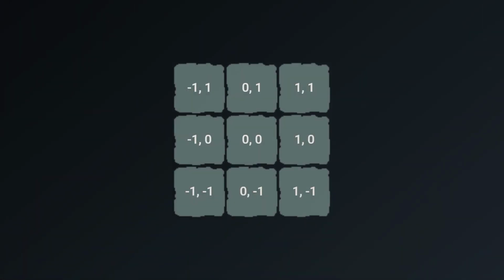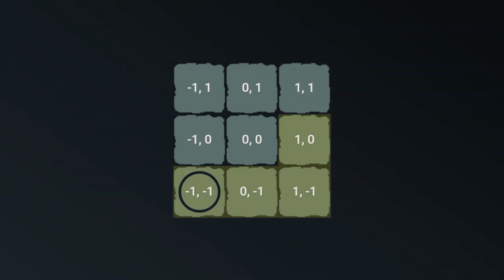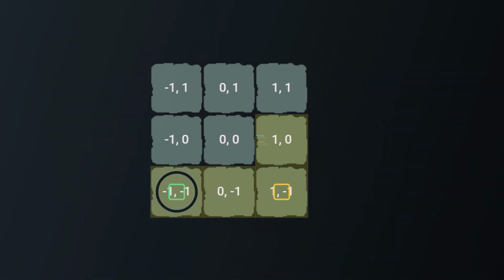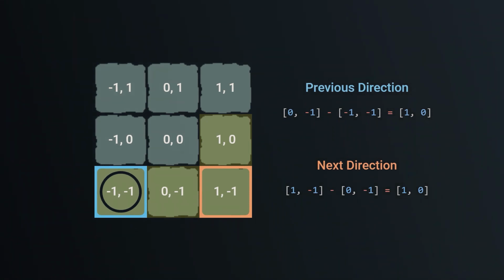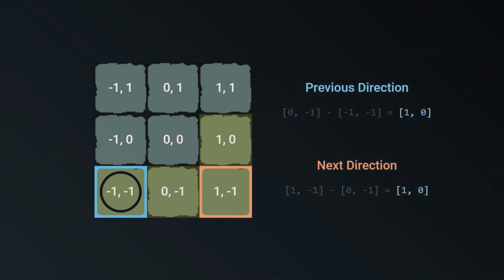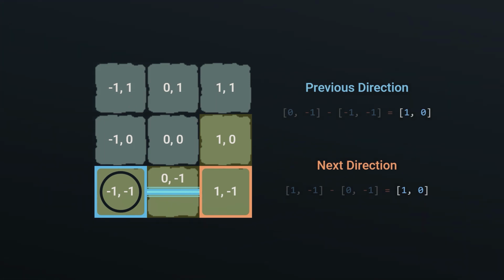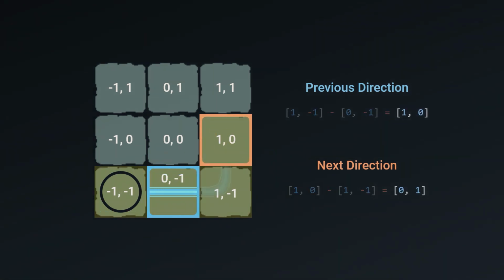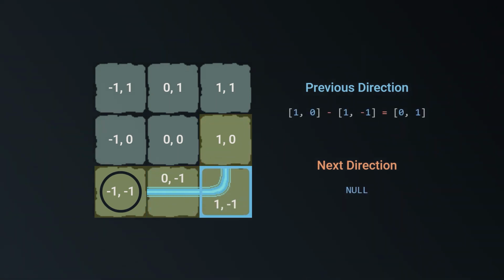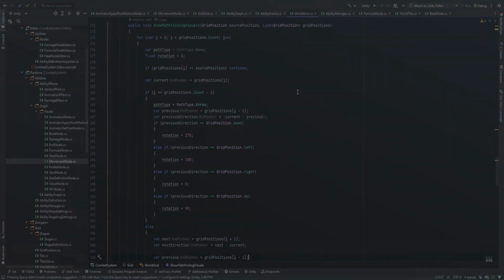Let's say we have a path with a unit starting on tile -1, -1. We can compare the direction to the previous tile with the direction to the next tile to determine which arrow we need to place. If both directions are the same, that means we are traveling in the same direction and can place a straight line. However, if the directions differ, that means we are turning and need to add a curve. If no next direction exists, that means we have reached the end of the path and can place an arrow.